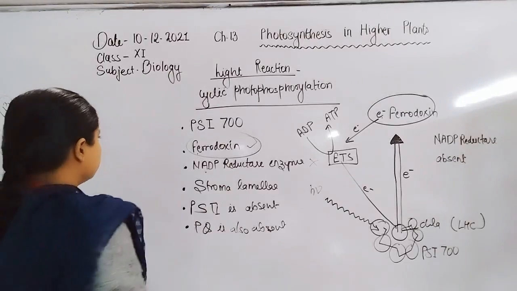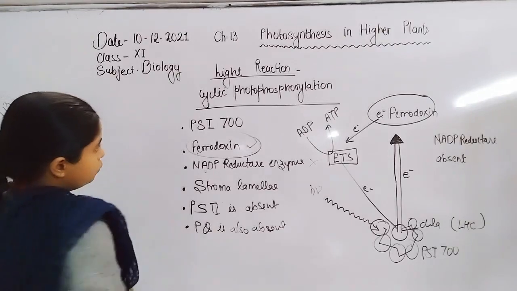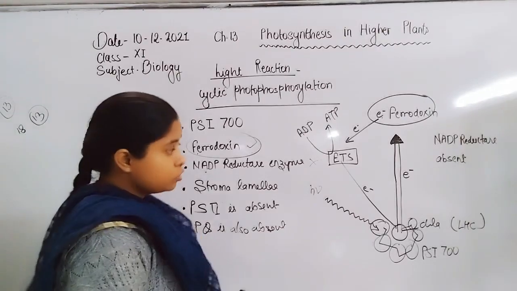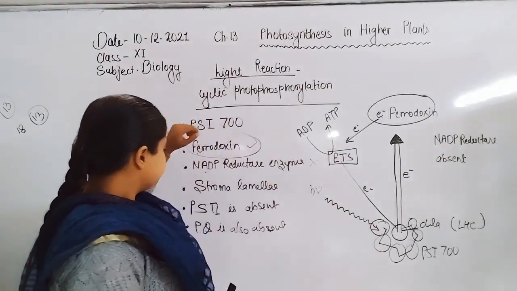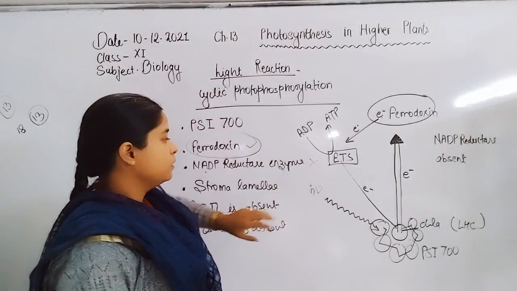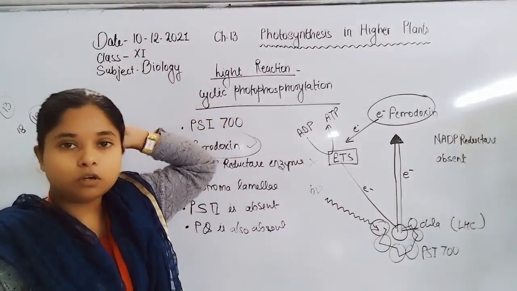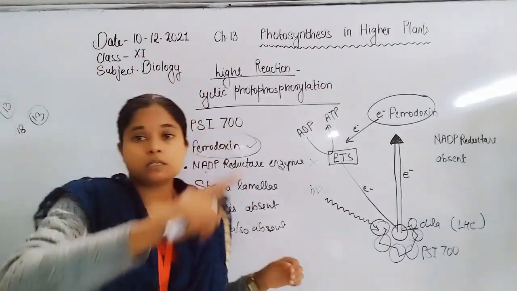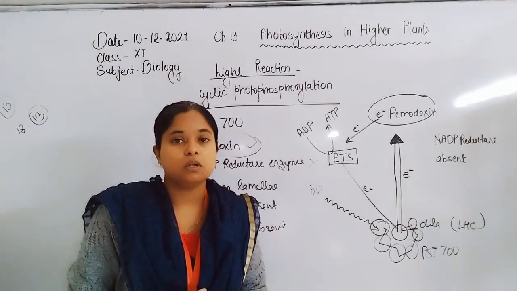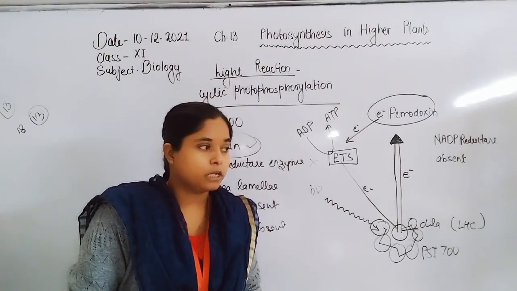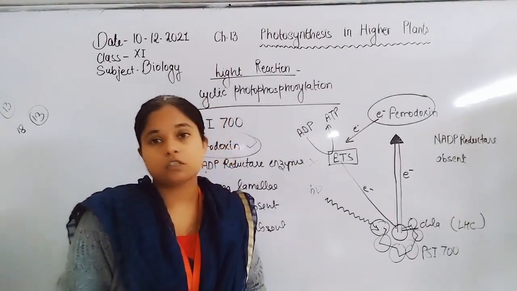So these are some important points about cyclic photophosphorylation. Also, the splitting of water always takes place on photosystem second. Because the electron passes in a cyclic manner, the deficiency of electron does not take place during cyclic photophosphorylation. That's why there is no need for the splitting of water.